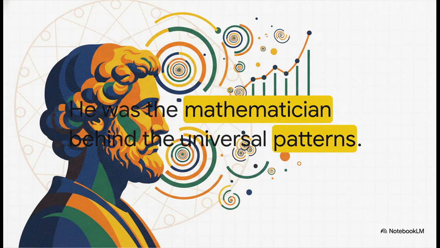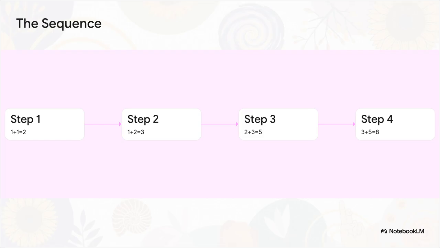He was just playing around with a simple thought experiment about population growth, and it resulted in this incredibly specific sequence. And the mechanics of this sequence are beautifully straightforward. You literally just start with 0 and 1. Then you simply add the last two numbers together to get the next one. So 1 plus 1 is 2. 1 plus 2 is 3. 2 plus 3 is 5. Then you get 8, 13, 21, 34, 55, and it just keeps going on into infinity.